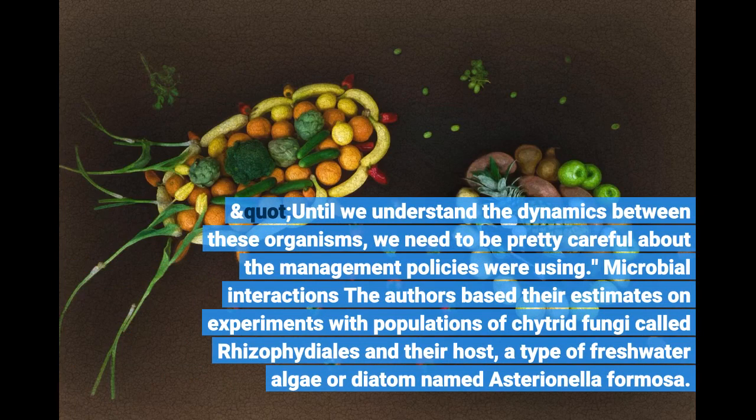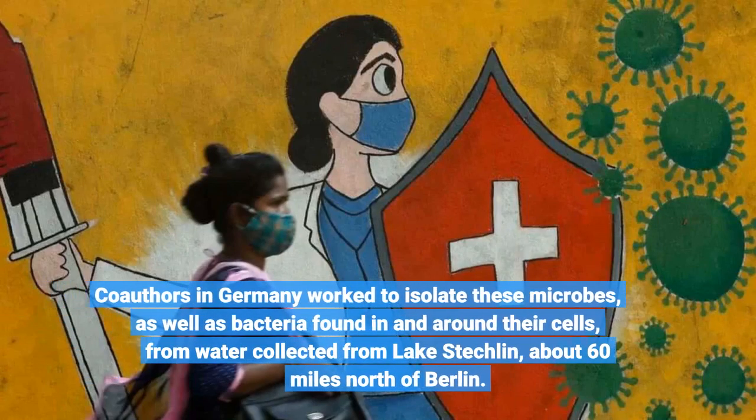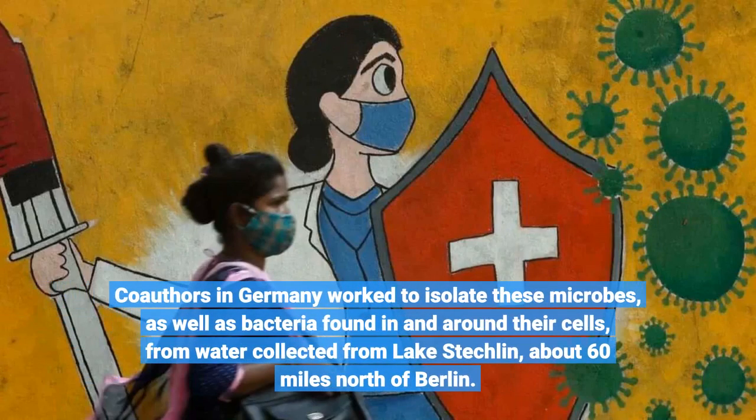Microbial interactions. The authors based their estimates on experiments with populations of chytrid fungi called Rhizophydiales and their host, a type of freshwater algae. Co-authors in Germany worked to isolate these microbes, as well as bacteria found in and around their cells, from water collected from Lake Stechlin, about 60 miles north of Berlin.